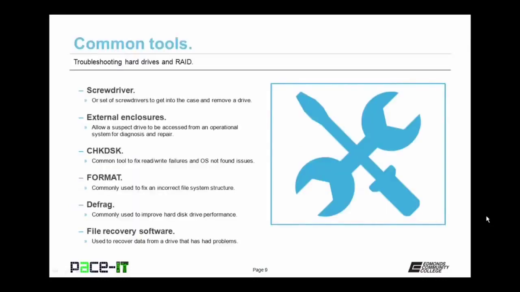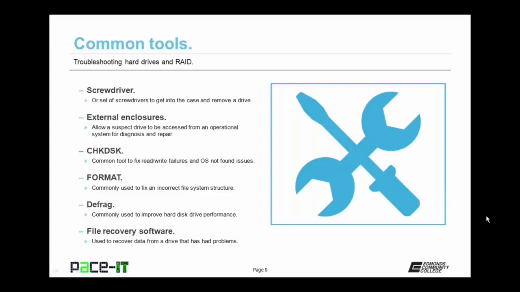Now let's talk about some common tools that are used in troubleshooting hard drives and RAID arrays. Guess what? Your first tool is a screwdriver or a set of screwdrivers. These get you into the case or into the enclosure so that you can remove a drive. Speaking about removing a drive, there's also external enclosures. This allows a suspect drive to be accessed from an operational system for diagnosis and repair.